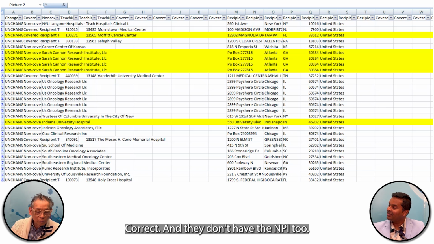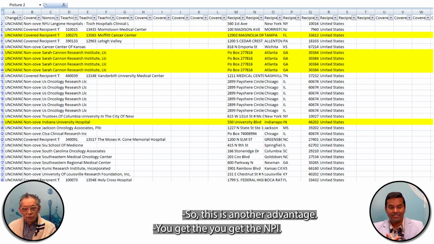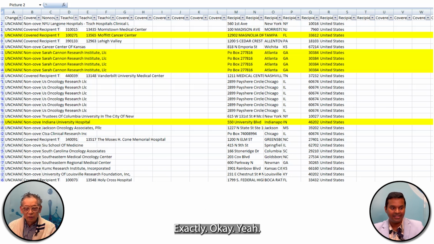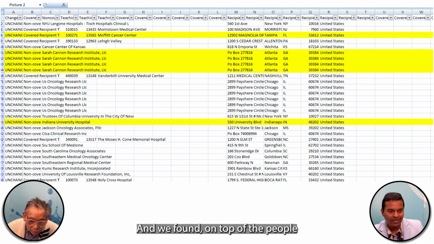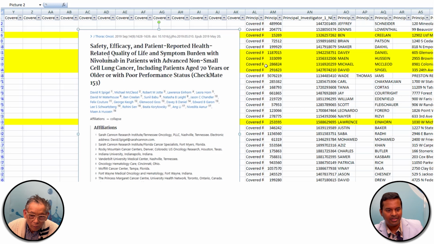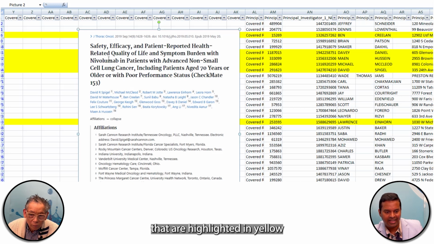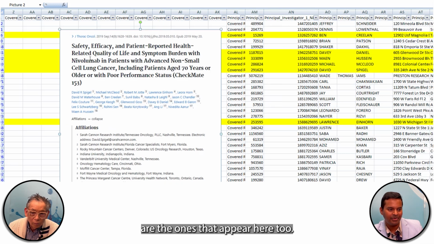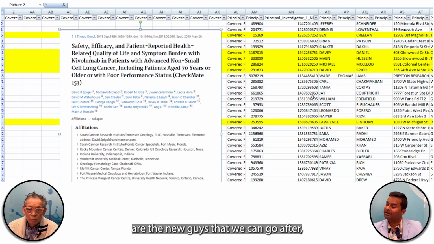Correct. And they don't have the NPI either, right? Yeah, so this is another advantage. You get the NPI. Exactly. And on top of the people that were mentioned in this trial, we found many others. The ones highlighted in yellow are the ones that appear here too, like Ben Creelan, Dave Daniel, the authors of the paper. But the ones in white are the new guys that we can go after, right?